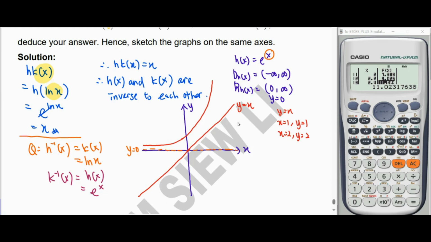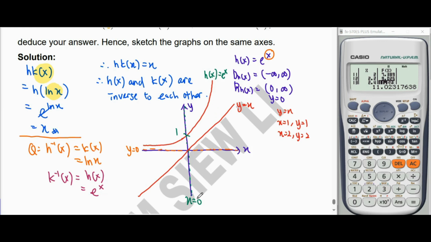So this is our exponential. Then we label that when x is 0, y is 1. So this is our original function, h(x). Then to draw another graph on the same axis, we need to do our reflection to show that k(x) is the inverse of this h(x). So for now, we are going to reflect it. Firstly, the horizontal asymptote, when we reflect it, will become a vertical asymptote at x equals 0.